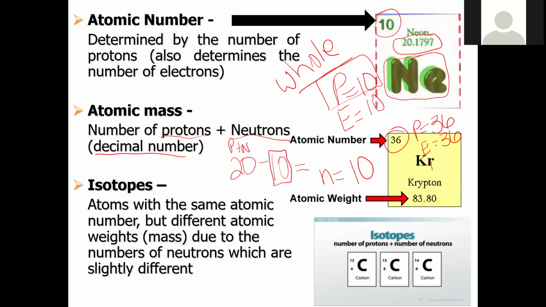The only other thing we haven't found is the number of neutrons. How do we do that? We take the only two numbers we have. The big number, we're going to go ahead and round that, which is going to be 84. And we're going to take 36 away from it.